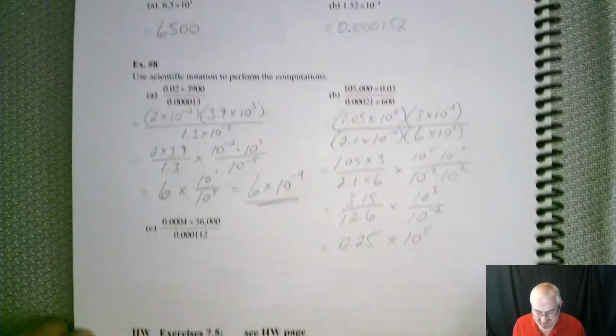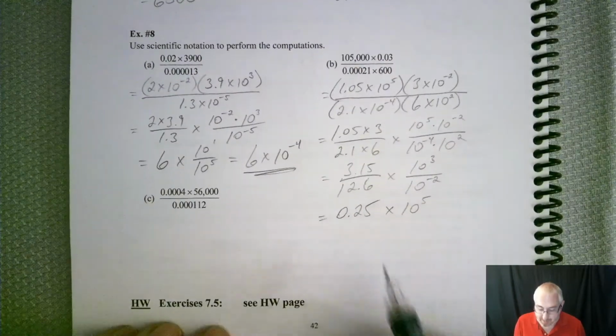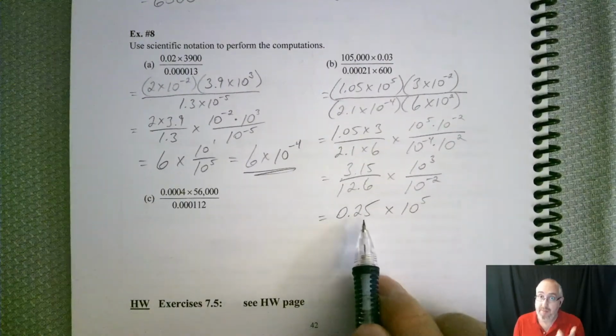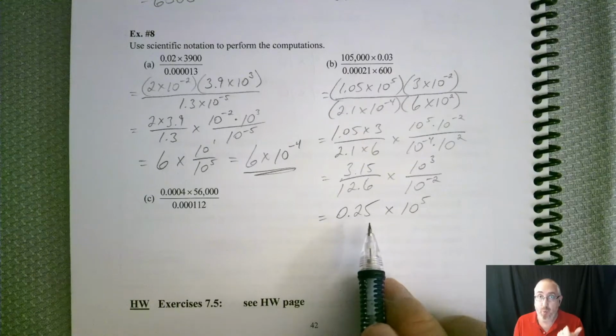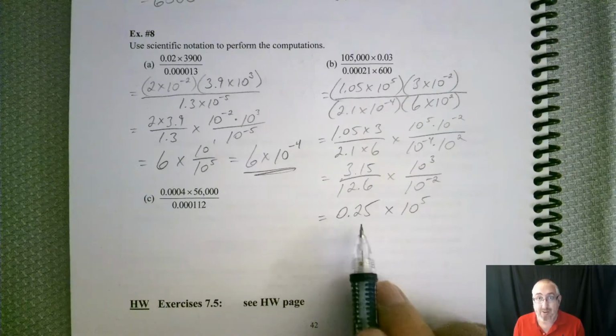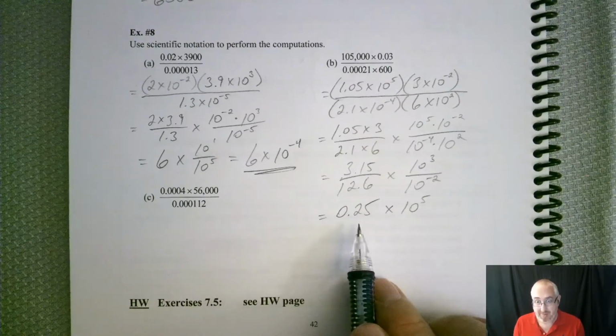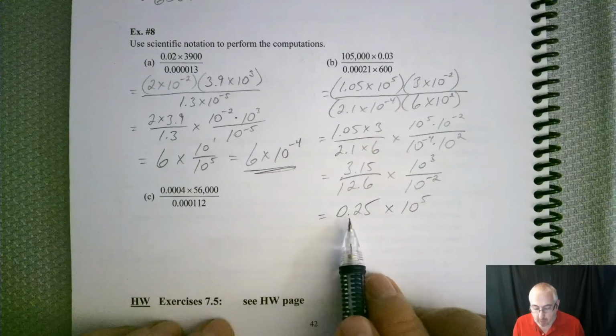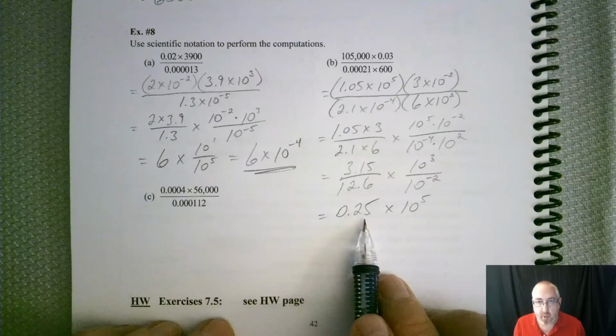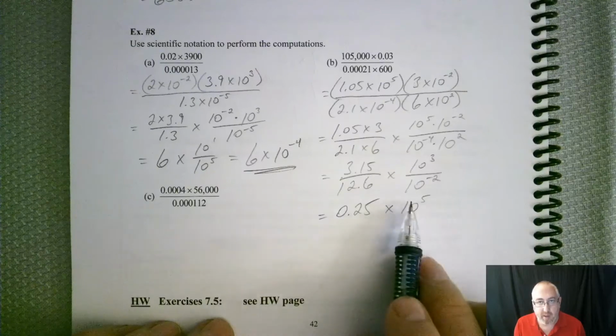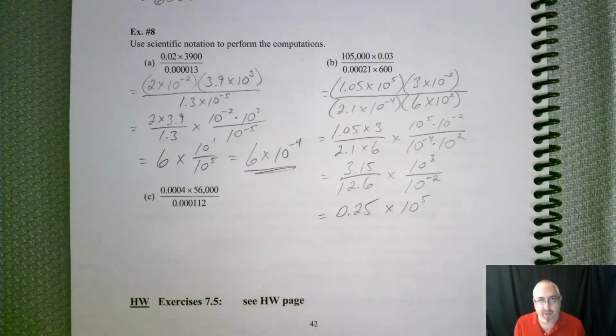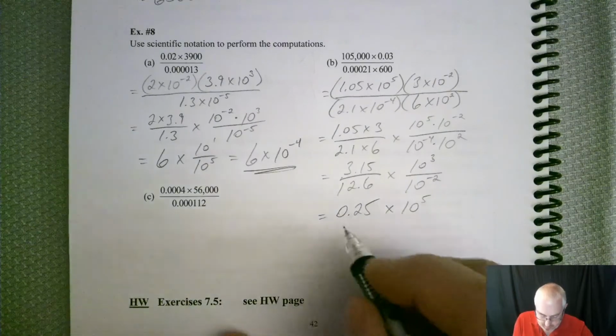Another buzzer, right? No. And the reason why is because of our front number. Remember, that front number has to be between 1 and 10. So right now it's too small. So we got to fix it. Now really all we're going to do is just kind of move this decimal point over and then readjust the exponent on our power of 10. But how do we do that safely and correctly? Here's what I would recommend.